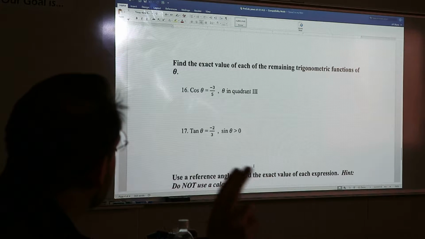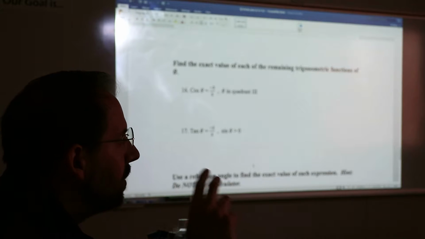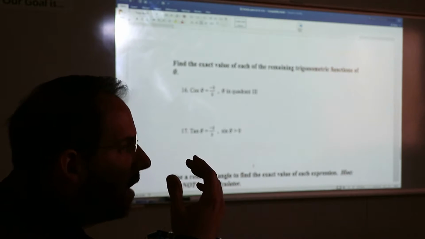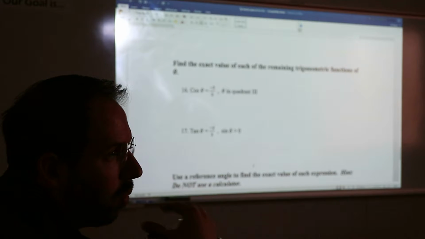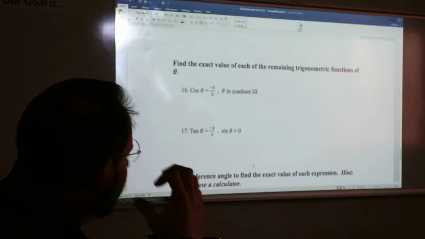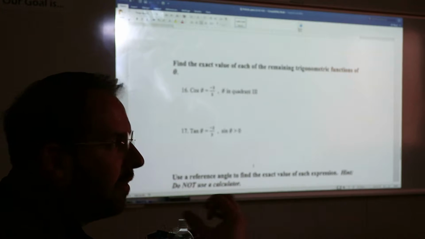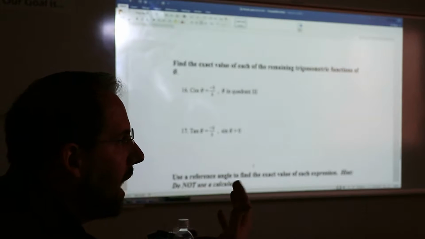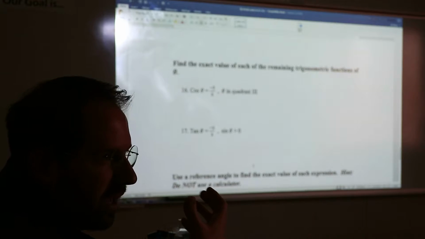16, 17. We started 16 yesterday, we finished it. Today I want to start with 17 and work our way through the end. We're not going to do every problem, but I'll pick 1 of each type that I want. With 17, I'm going to get you started on it, and then I'll have you finish it. The reason being is that the clues don't necessarily tell you right away what quadrant you're in, so we've got to figure out how to navigate those clues.